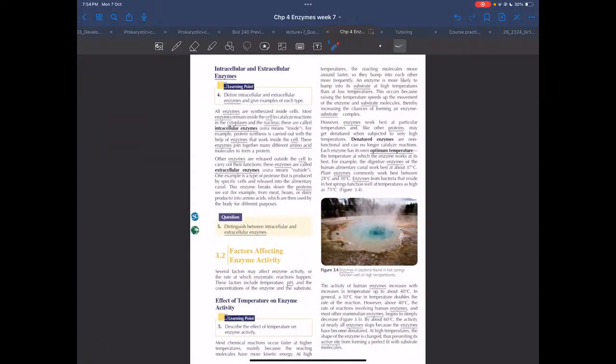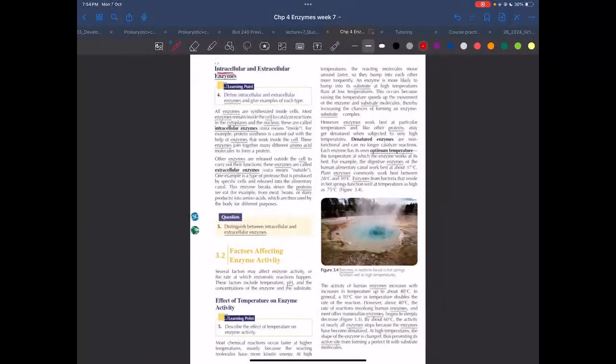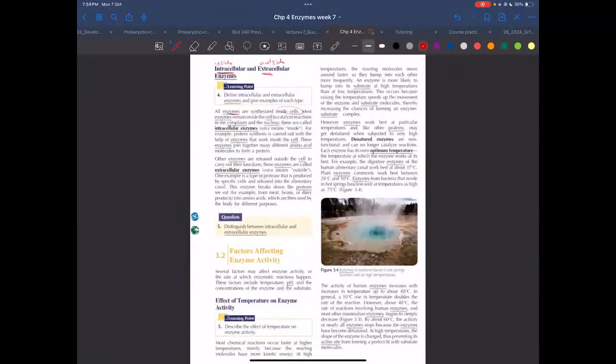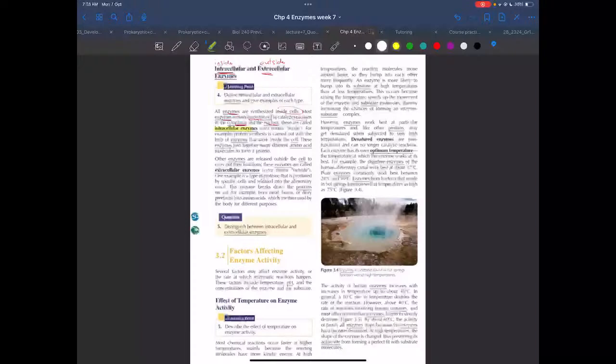Okay, perfect. Now we have two types of enzymes. Okay, very simple from their names. Intracellular. What does intracellular mean? Inside the cell. So intra means inside, while extra means outside. Okay, very simple. So all enzymes are made inside the cells. Most enzymes remain inside to catalyze their reactions in the cytoplasm and the nucleus. What do we call them if they're inside the cell? We call them intracellular enzymes.